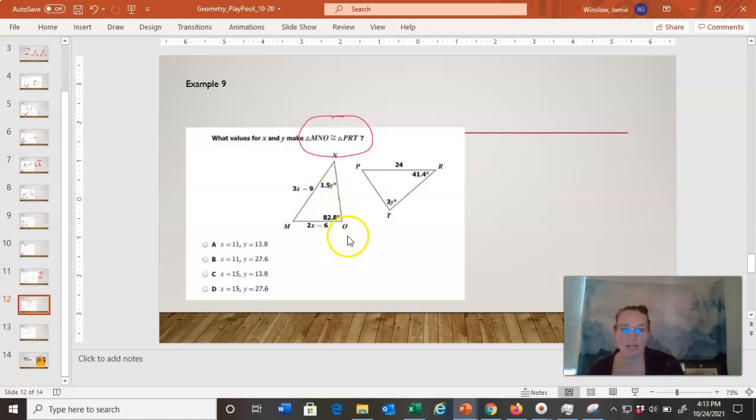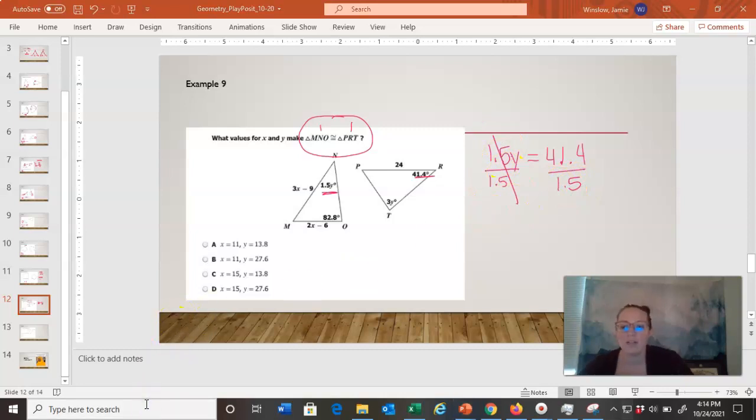We're trying to find y. We could look at n if you guys want to. Angle n matches with angle r. So 1.5y equals 41.4. Now we want to solve for y. Remember how to get y by itself here? This is 1.5 times y, so we're going to divide both sides by 1.5.